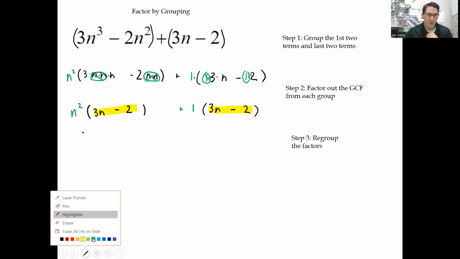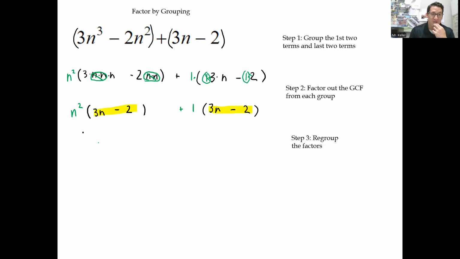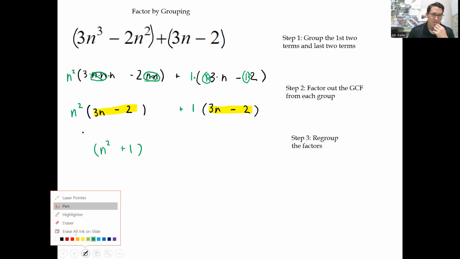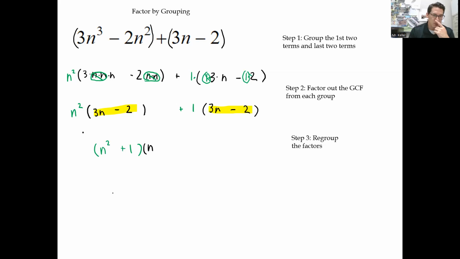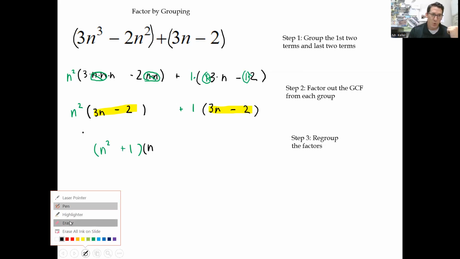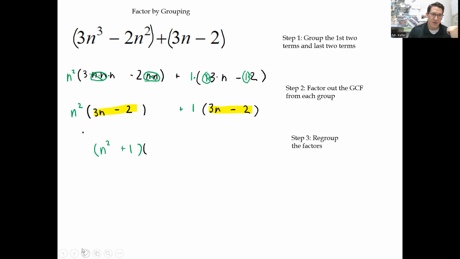What I'm going to do is group the factors on the outside here. So the n squared plus 1. And then those get grouped together. And then you bring down one of these. So 3n minus 2. So that is the factored form. So this big polynomial, 4 terms, factors into 2 binomials.